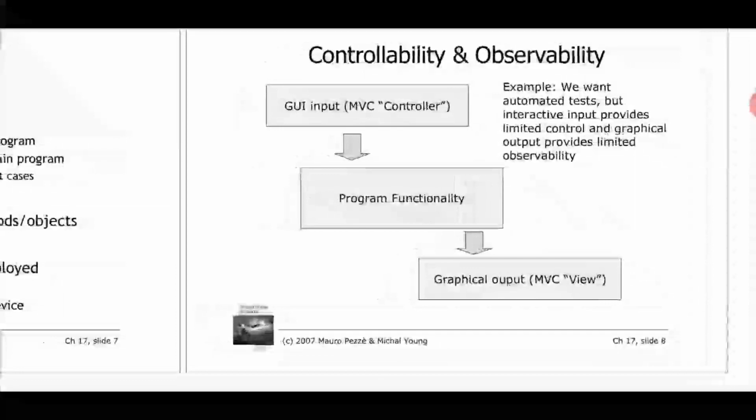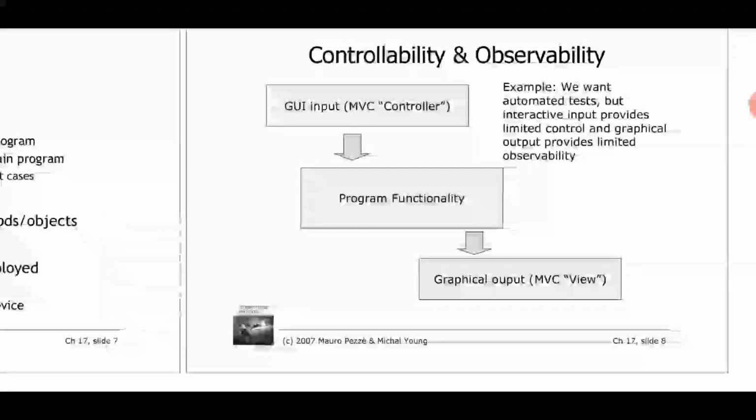So regarding controllability and observability, how do they come in? For example, we want to automate tests, but interactive input provides limited control and graphical outputs provide limited observability. So in this case, the graphical user interface input, for example a music controller, is logically connected to the program functionality. In turn, this program functionality is connected to the graphical output, the MVC view. This is some kind of controllability and observability view.